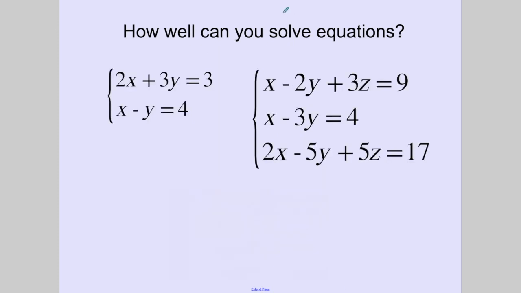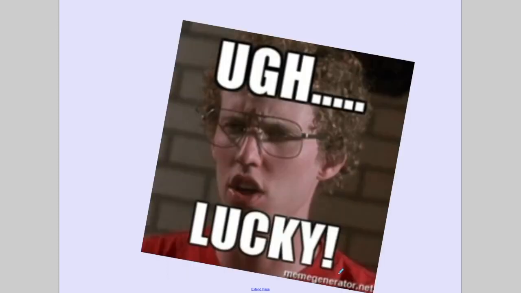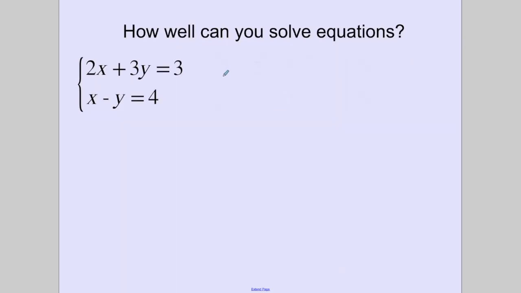So now look at these guys. You see? Systems, your favorite. Look at all these variables and all these numbers. Luckily, we can solve these with matrices. So here we go. I'm going to turn this first system into a matrix.